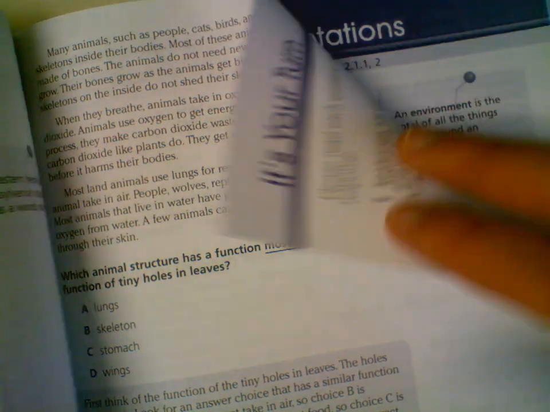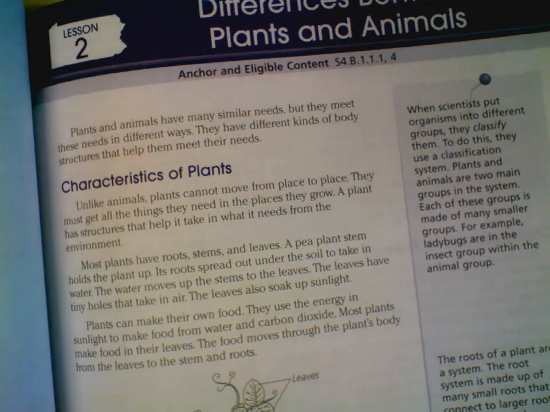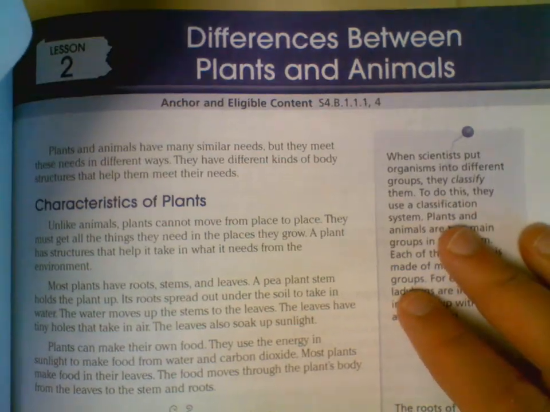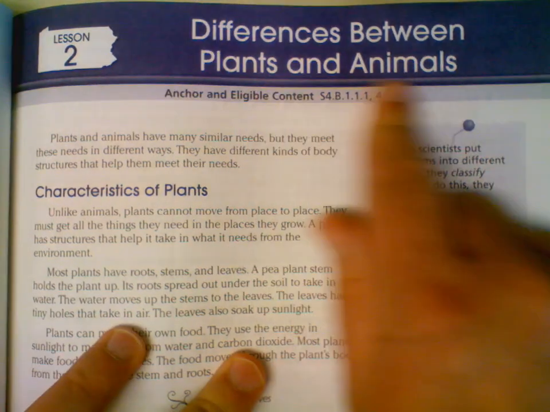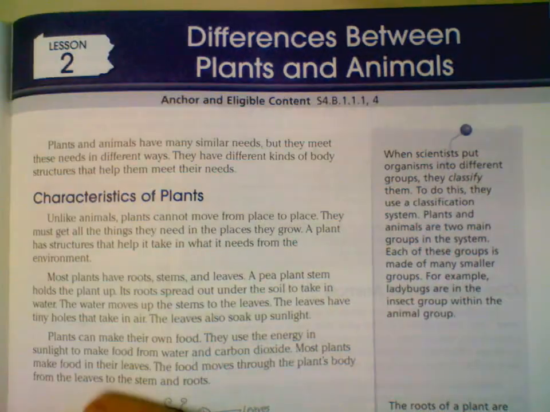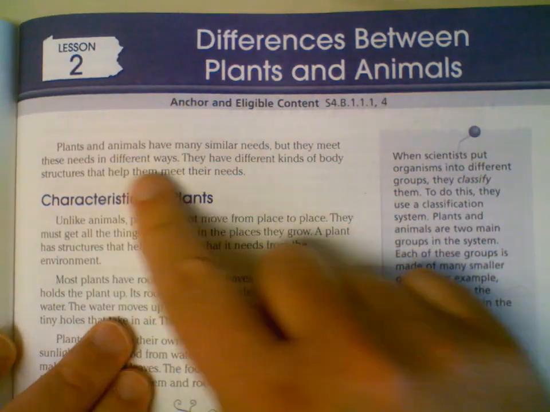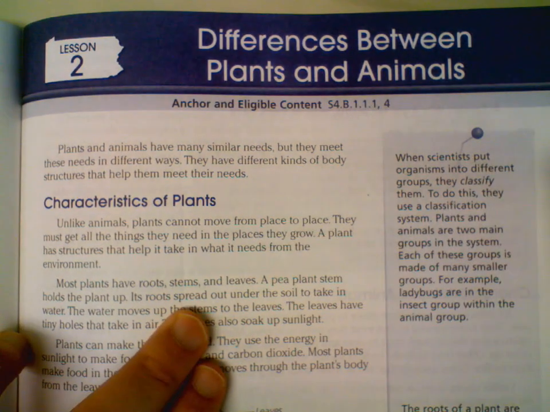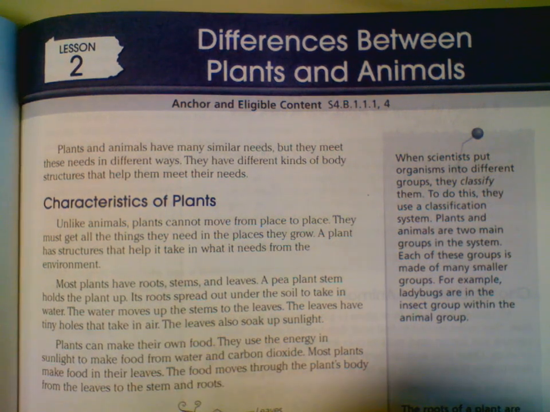We'll talk about it a little bit, and then I'm going to just have you guys do one page for practice, okay? Last week we talked about similarities between plants and animals. This week we're going to talk about differences, okay? So plants and animals have many similar needs, but they meet these needs in different ways. They have different kinds of body structures that help them meet their needs.